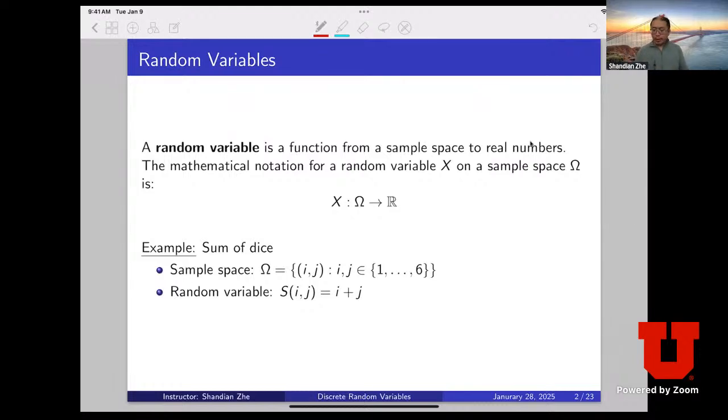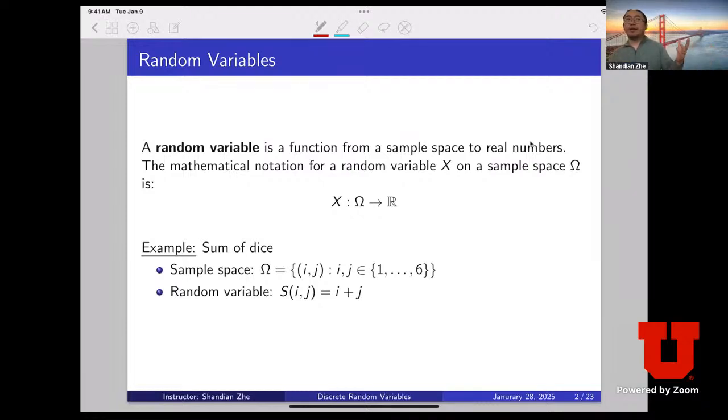Okay, so let us continue with random variables. In the last lecture, we introduced the definition of random variables. What is a random variable? Don't get confused by its name. It's actually not a variable. A random variable essentially is a function which maps from a sample space to real numbers.